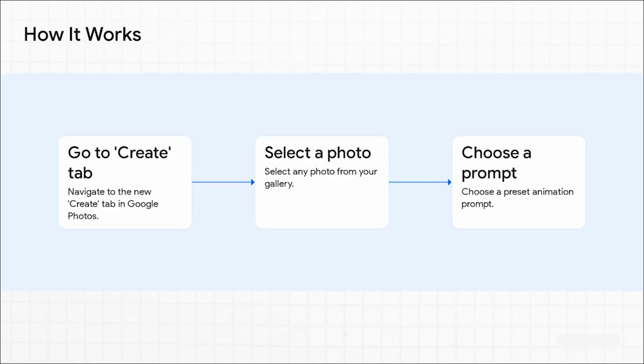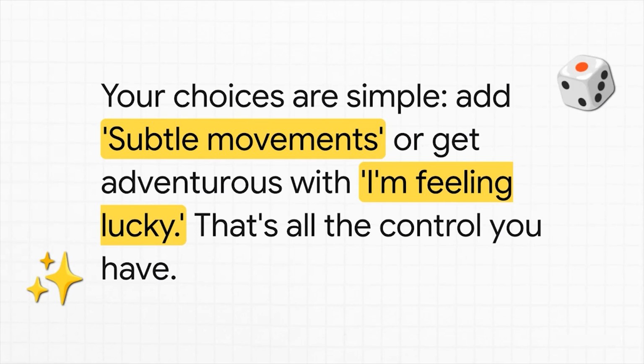And you know Google, they made using it dead simple. It's literally 3 steps. You hop over to the Create tab, you pick a photo, any photo, and then you just choose a preset prompt to get it going. That's it. No complicated menus, no sliders, you don't have to learn a thing. Now, when I say choose a prompt, your options are simple. You can pick subtle movements for just a little bit of gentle motion, or you can throw caution to the wind, hit I'm feeling lucky, and just see what the AI spits out. And that's all the control you get.